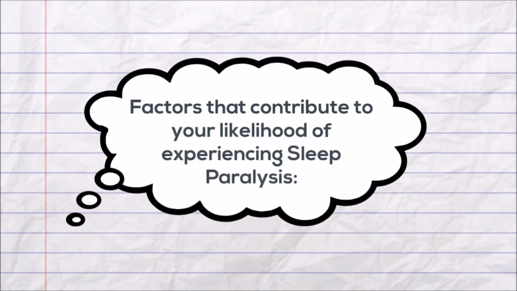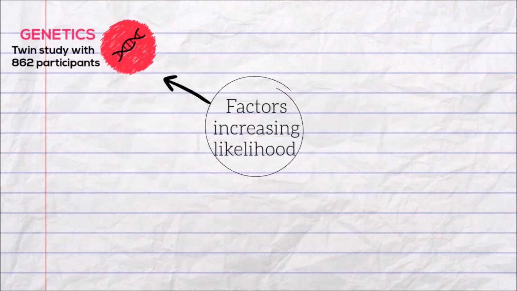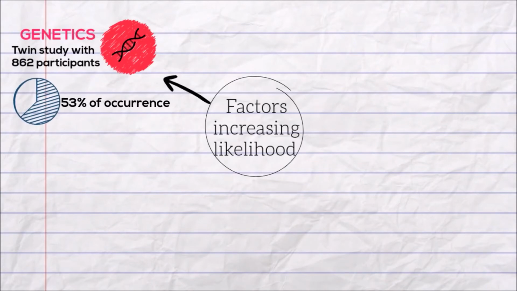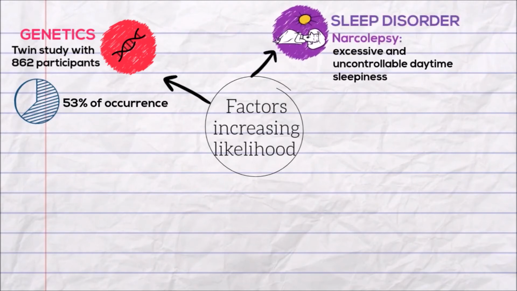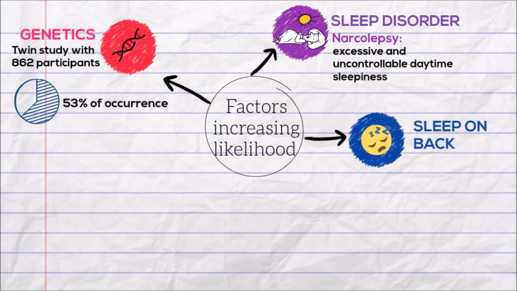There are a number of factors that contribute to your likelihood of experiencing it. A twin study conducted on 862 participants showed that genetics are at least partially to blame for sleep paralysis, with researchers finding that genes accounted for 53% of the occurrence of sleep paralysis. If you have a sleep disorder, you're also more likely to experience sleep paralysis. Sleep paralysis is a common symptom of a sleeping disorder called narcolepsy, which is characterized by excessive and uncontrollable daytime sleepiness. Sleep paralysis is also more likely to occur if you sleep on your back, and if you regularly don't get enough sleep.